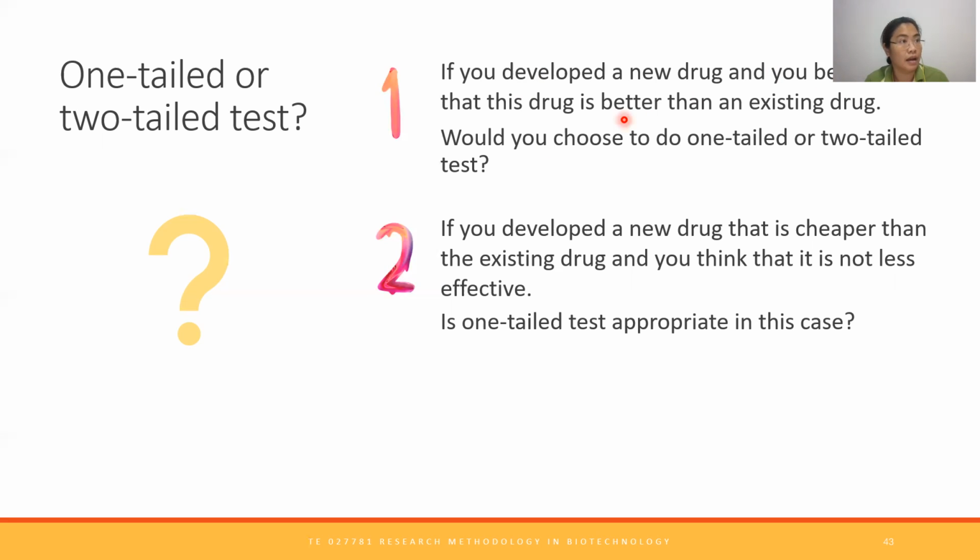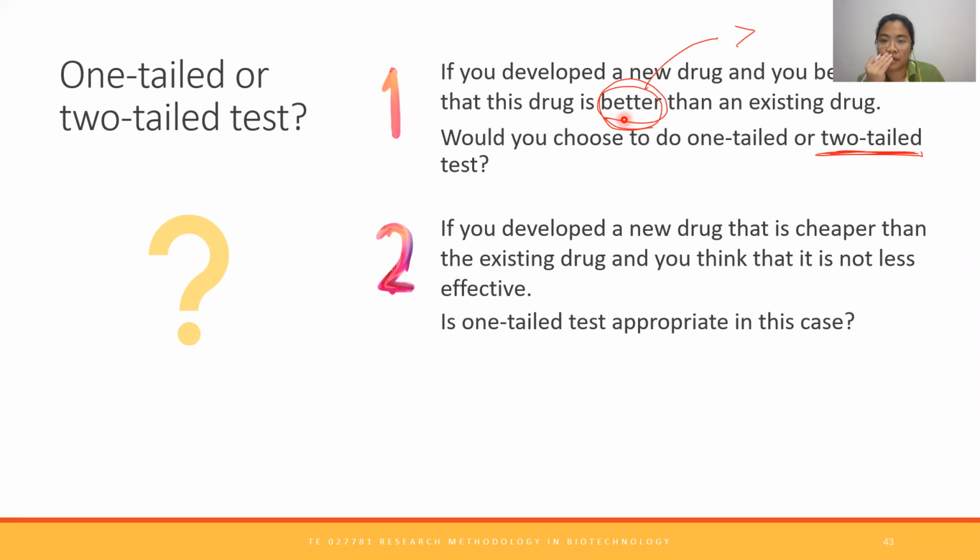That's what we are thinking: there's a chance that it is better than the existing drug. So this better, you are thinking of this side. The point is that the answer to this question is that you should use the two-tail test, because with the one-tail test what you will miss is the case where the drug is less effective.